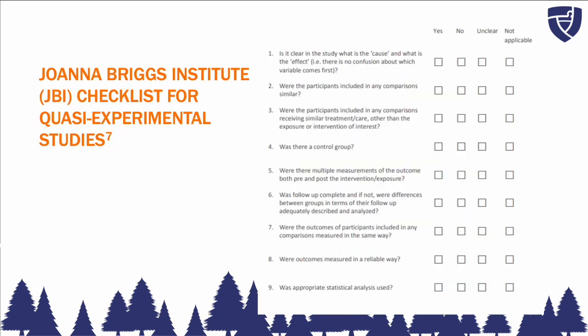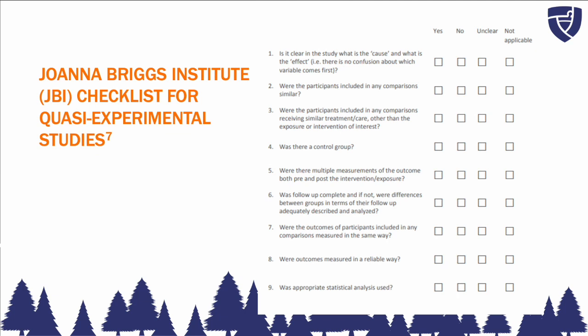This is the critical appraisal checklist from the Joanna Briggs Institute, specific for quasi-experimental studies. You can see that it's 9 questions long, and for each item it gives you a yes, no, unclear, or not applicable, but it gives you specific things to think through, and each of these things would indicate a well-done trial, or maybe if there are issues within that trial.